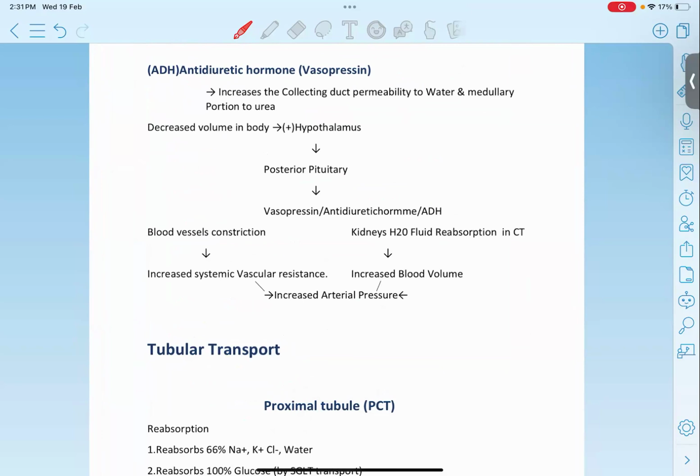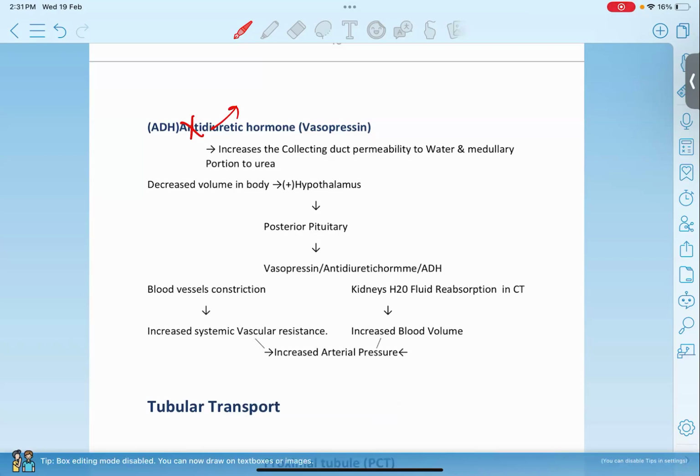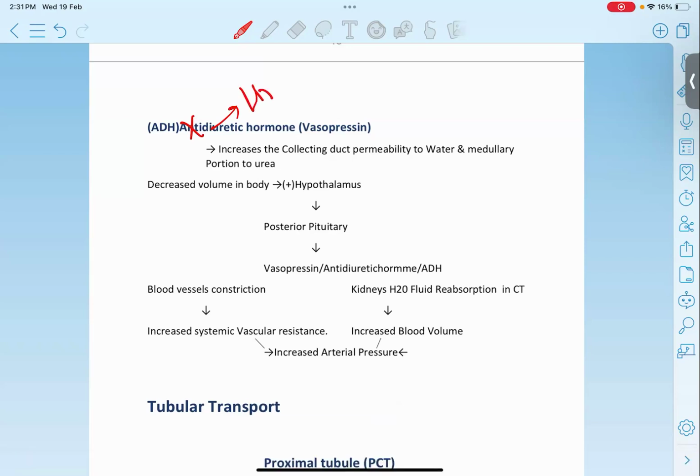As I have mentioned to you already, the function of ADH is water reabsorption. That is the only function of ADH. ADH stands for anti-diuretic hormone. Just look at the name. Anti means against. Diuresis means what? Diuresis means producing urine.